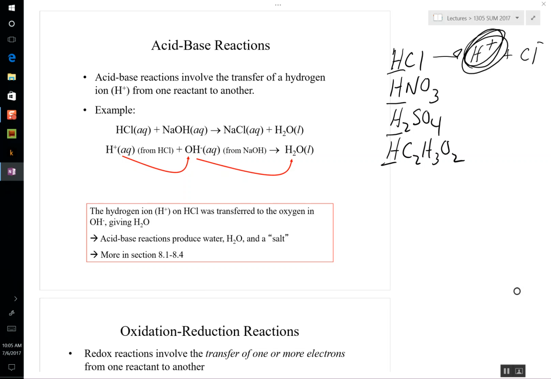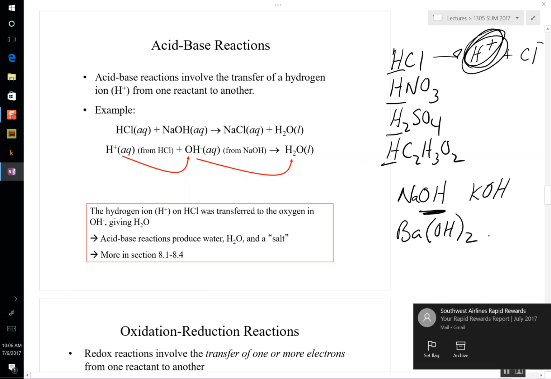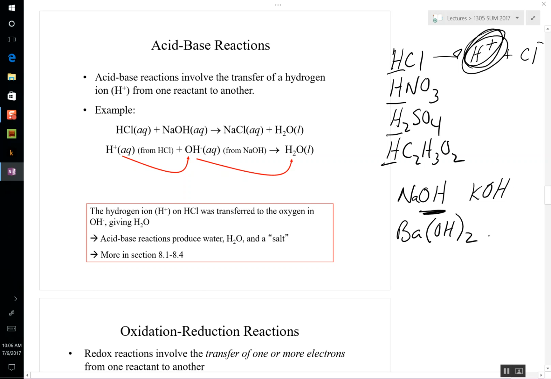What are bases? Bases generally have a hydroxyl group, an OH. Oh, I meant to be sodium. NaOH, KOH, barium hydroxide. These are bases. Aluminum hydroxide would be basic. Trying to think of some others. Lithium hydroxide. All right, those are all bases.